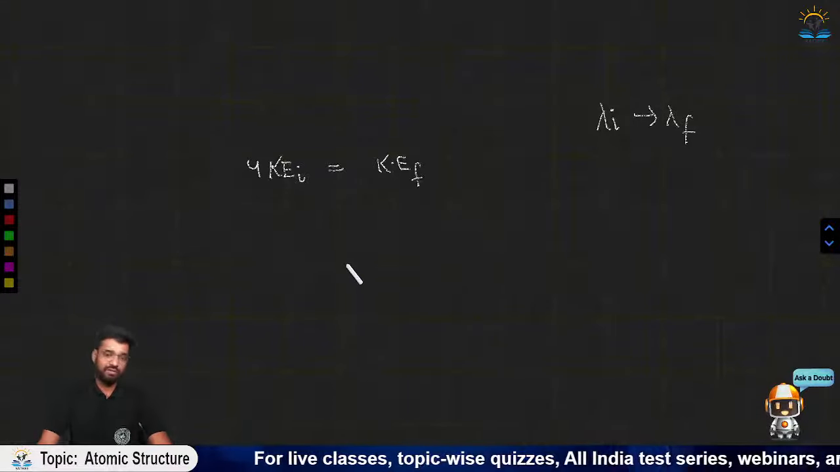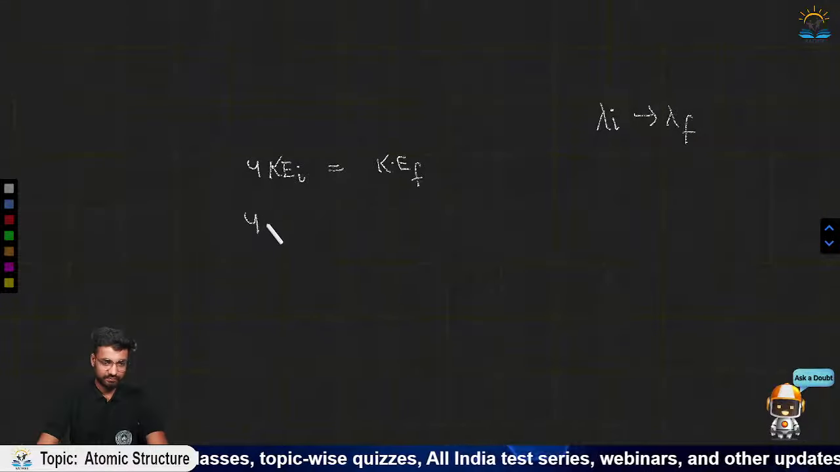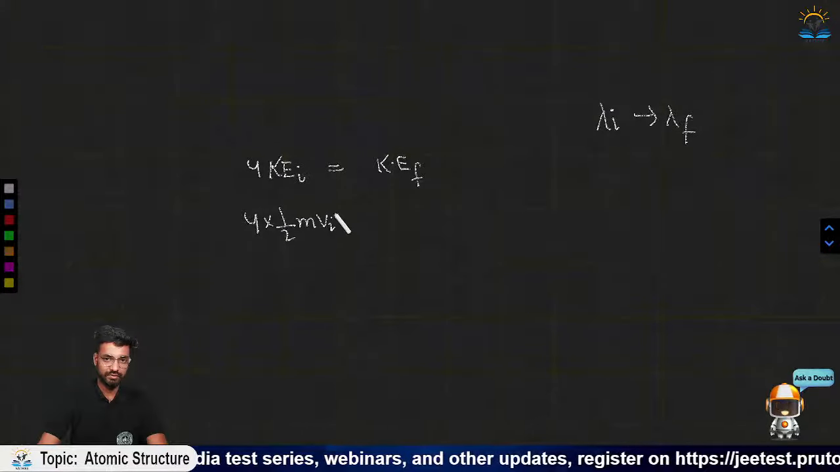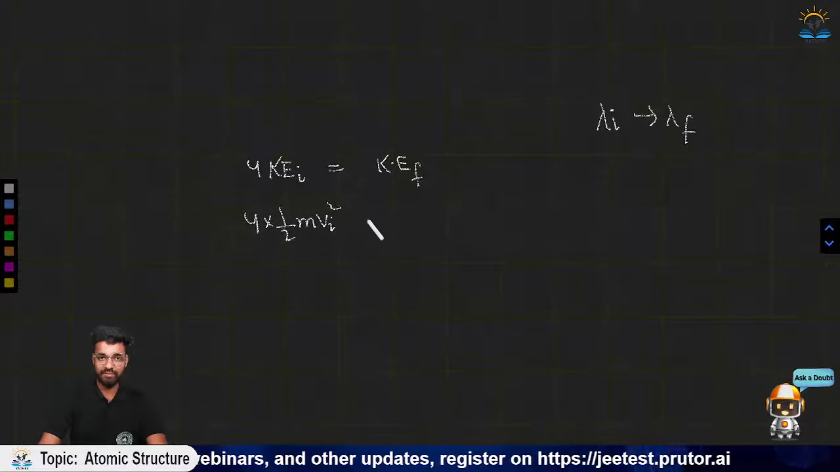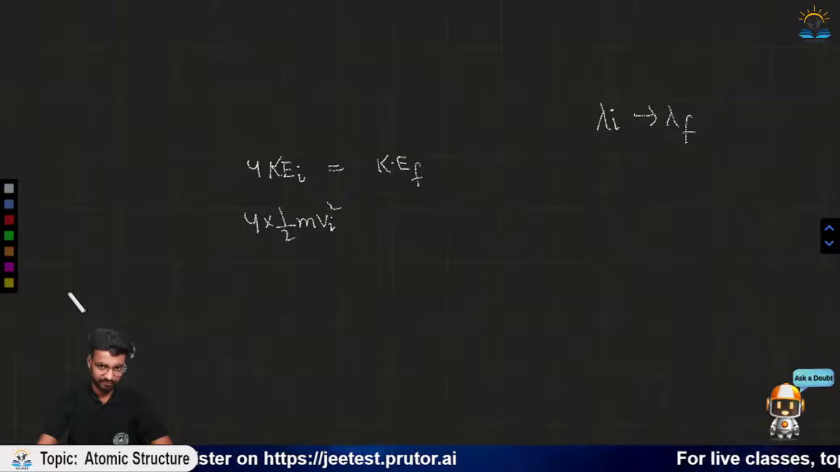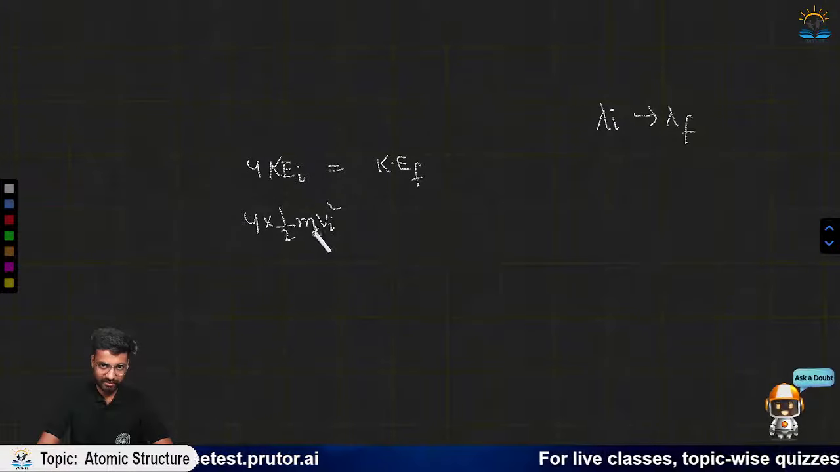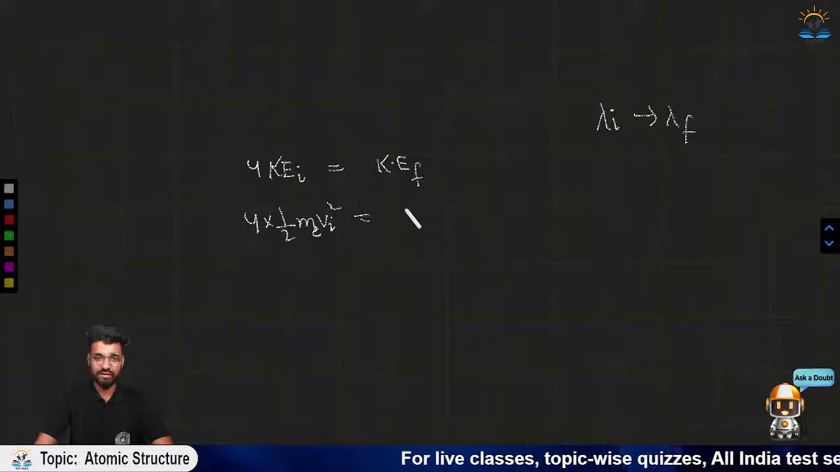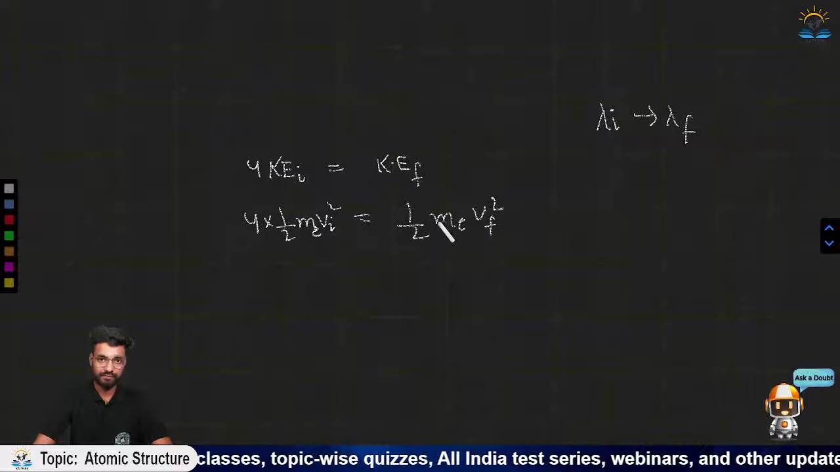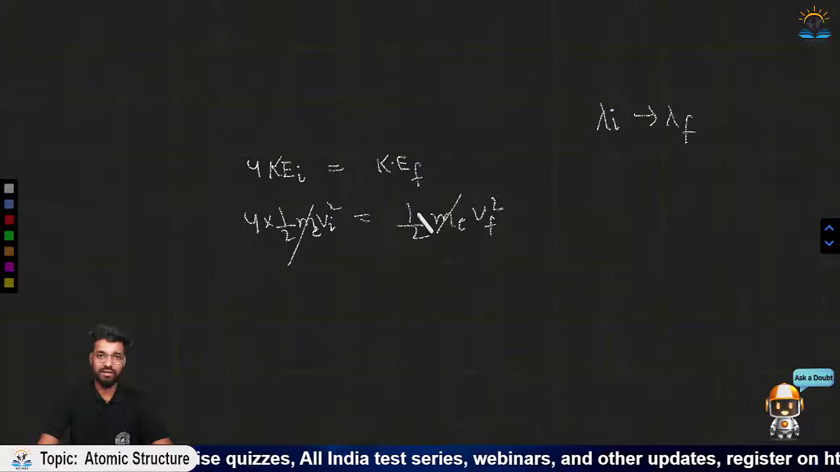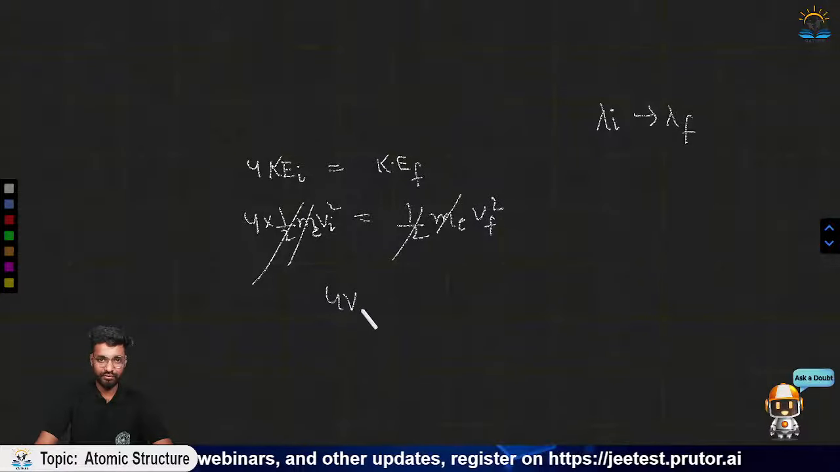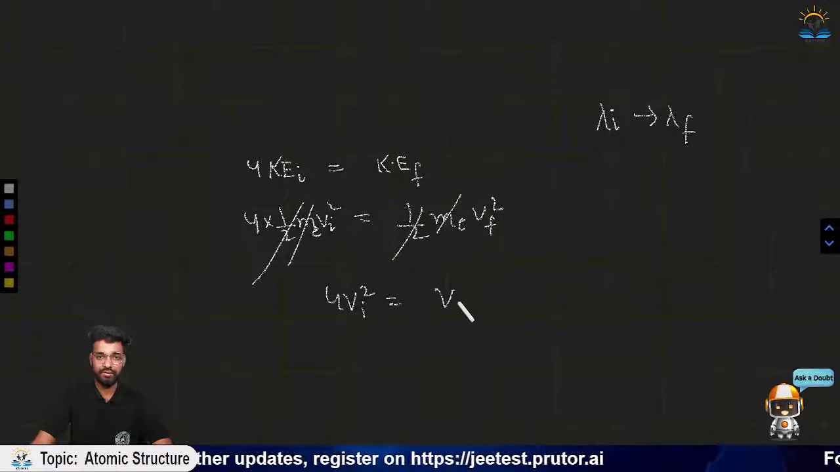So how will we calculate? We know that kinetic energy is equal to half m v squared. The mass will be the same because we are considering an electron, and an electron has the same mass. So I'm writing it with subscripts as half m_e v_i squared, then half m_e v_f squared. This m_e and this m_e will cancel, and this half and this half will cancel. So we have 4 v_i squared by v_f squared.